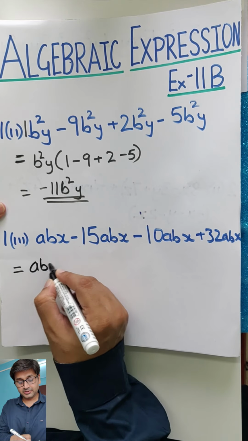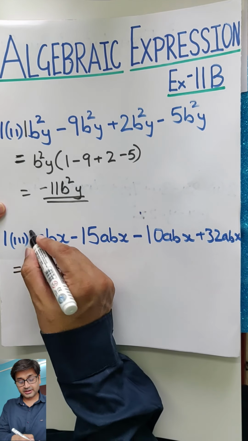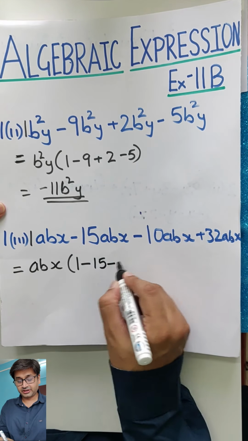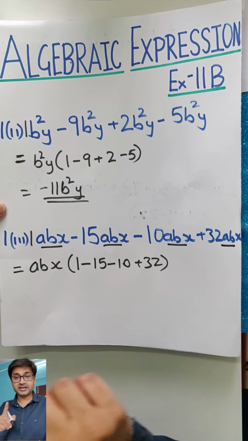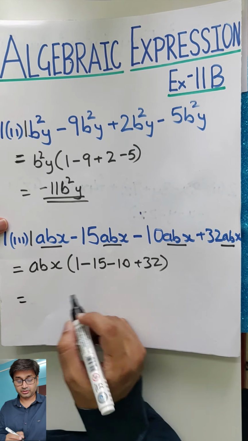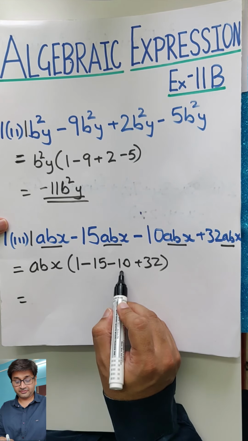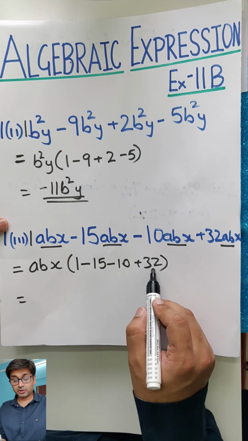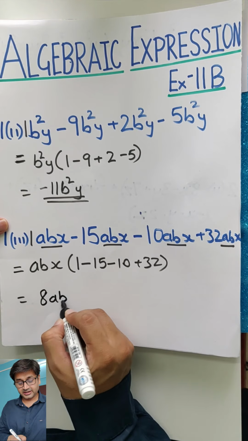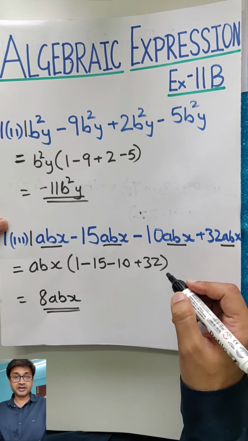So I'm taking ABX common. 1, nothing, so 1 minus 15 minus 10 plus 32. Why did I do this? Because all were like, all were ABX, therefore you can do it, otherwise you cannot. Okay, so minus 25 and plus 1, so minus 24, and plus 32, so plus 8, so 8 ABX. Are you getting it, everyone?